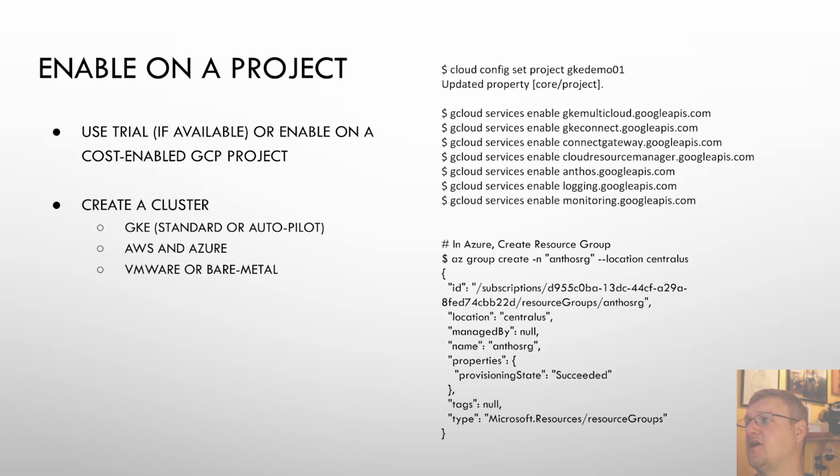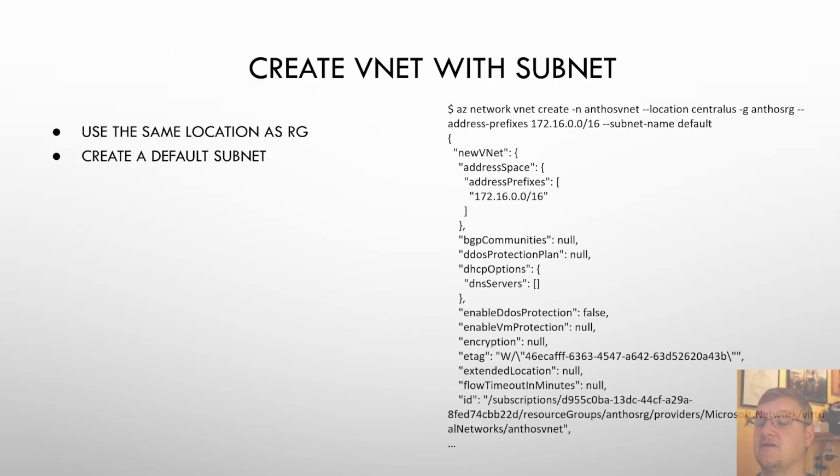Once you do, you set your project. You enable these 7 different services from GKE multi-cloud to connect. You need to go ahead in Azure, create a resource group. So we're going to create a resource group for all this stuff. You then need to create a VNet. So the VNet needs to be defined with some address prefixes. You also need this default subnet. It's going to come up later, but I named it default, but you can name it whatever you want.